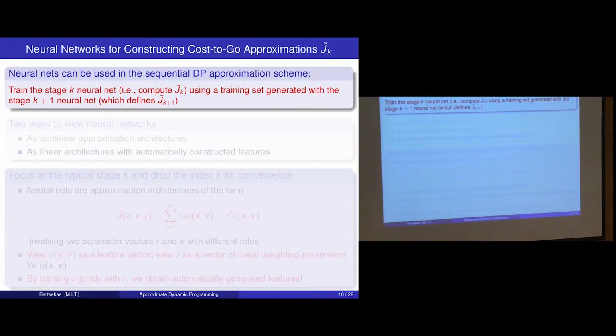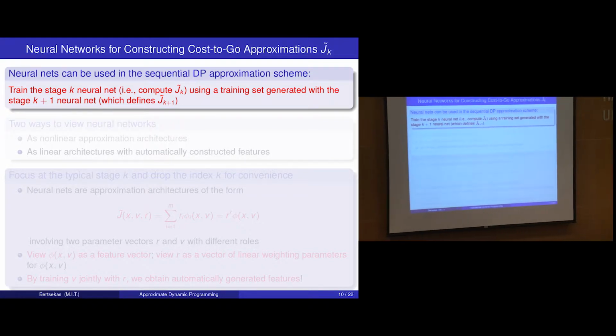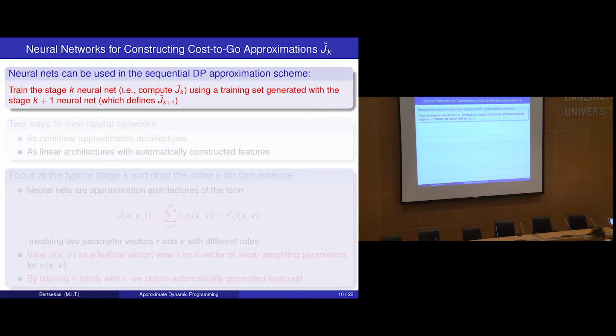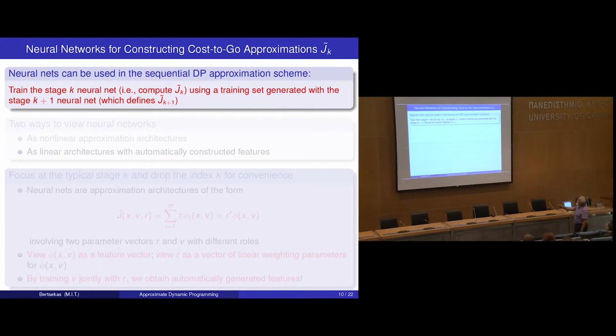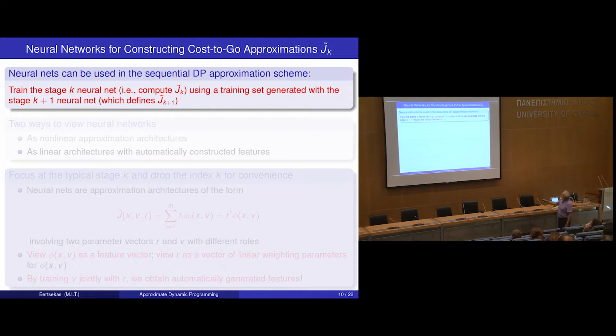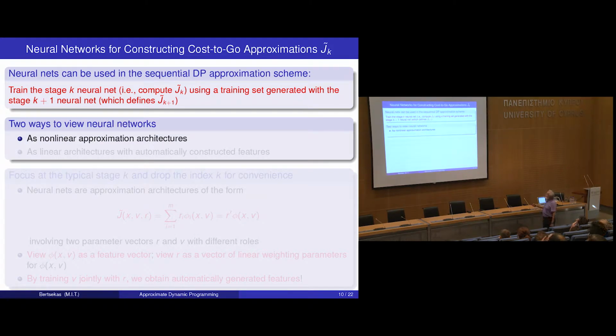Okay, now let's focus on the special case of neural networks. A big issue in this field is how do you choose those features? You can choose standard features, but neural networks have the advantage that they construct features for us automatically. We can use them in the context of this sequential dynamic programming approximation scheme that we discussed: train the stage k neural network by using a training set generated with the stage k plus 1 neural network. We can view neural networks as nonlinear approximation architectures, but we can also view them as linear architectures where the features are automatically constructed in the training process.